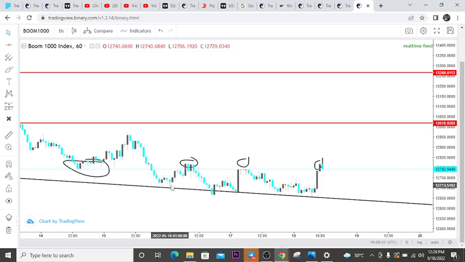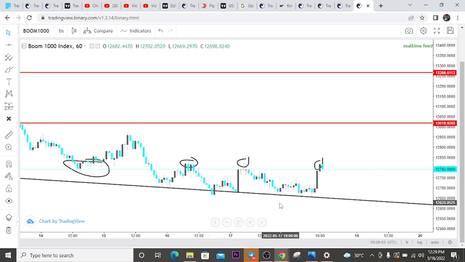You can see the price keeps rejecting. You have these long wicks. This line keeps rejecting the price downward. That is the first signal I discovered here. The second signal is the bullish engulfing. So when I discover this bullish engulfing, I know this price is definitely going to push up.